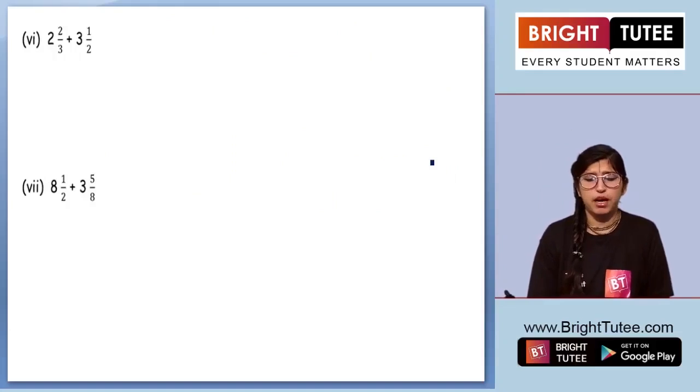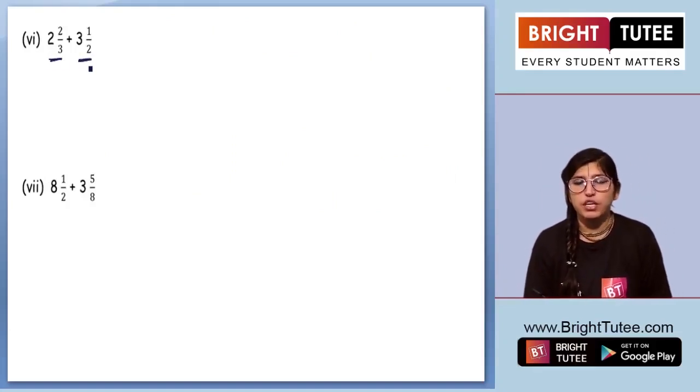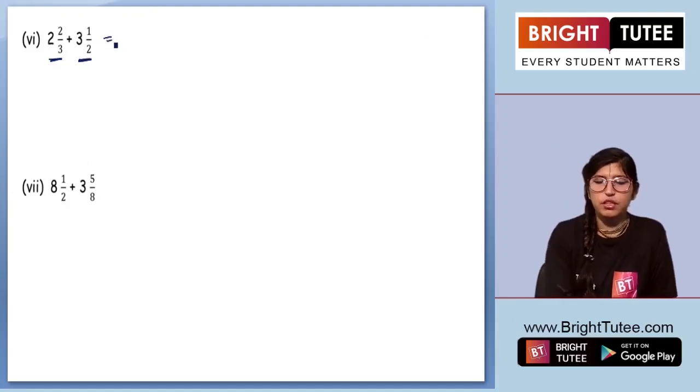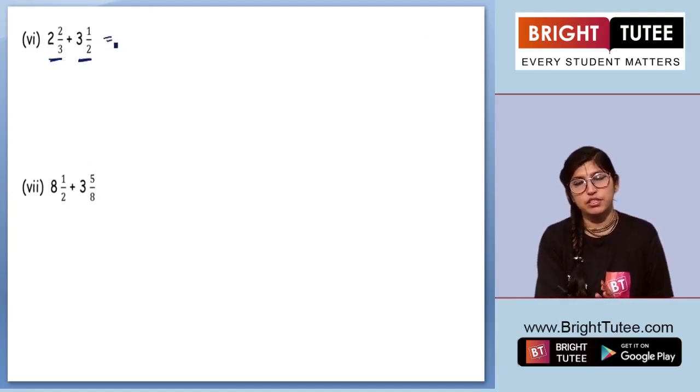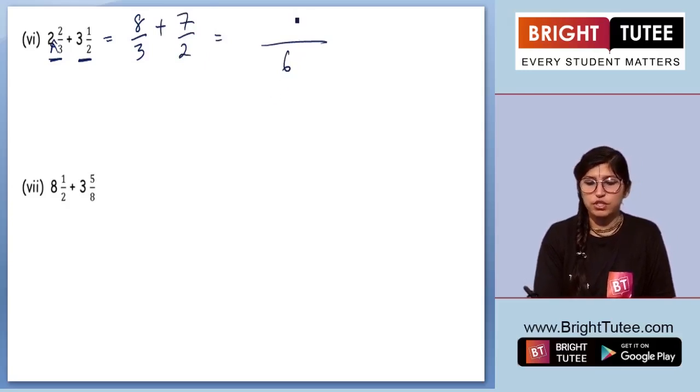Let's move on to the sixth part. Over here we have been given two mixed fractions, and we'll be doing one thing. We'll be converting them to improper fractions. Then we'll take the LCM and solve. So 3 times 2 is 6, plus 2 is 8 over 3. Plus 3 times 2 is 6, plus 1 is 7 over 2. So now the LCM of 3 and 2 will be 6. So 6 divided by 3 is 2, 8 times 2 is 16, plus 21. So we'll be getting 16 plus 21, which is 37 over 6.